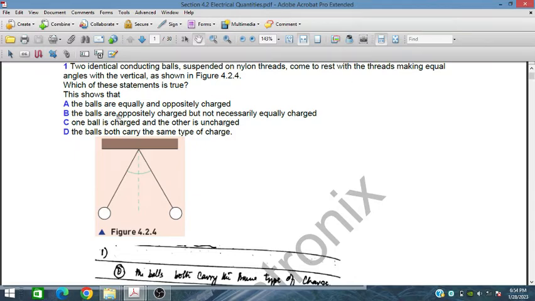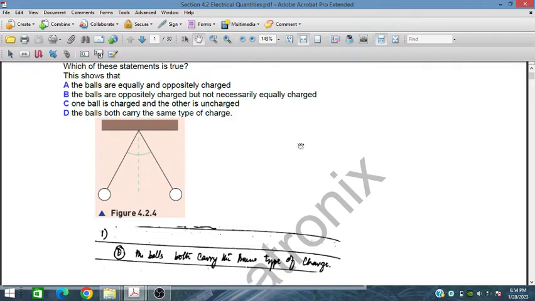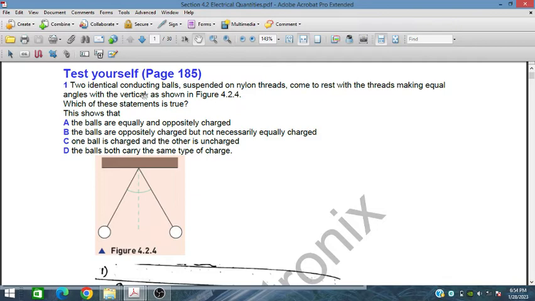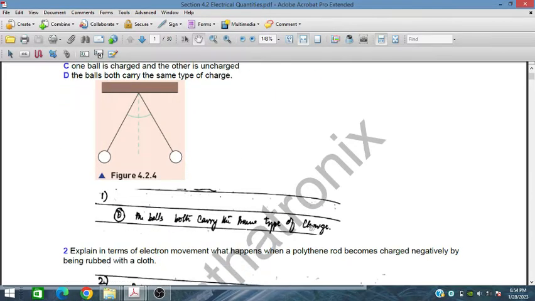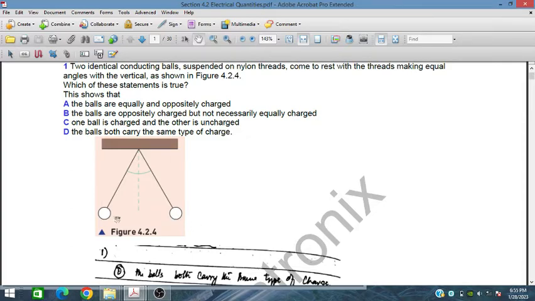The balls are oppositely charged but not necessarily equally charged. One ball is charged and the other is uncharged. The balls both carry the same type of charge. So this shows that the balls both carry the same type of charge. If they carry the same type of charge, they will always repel each other.